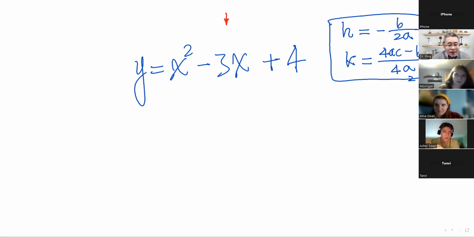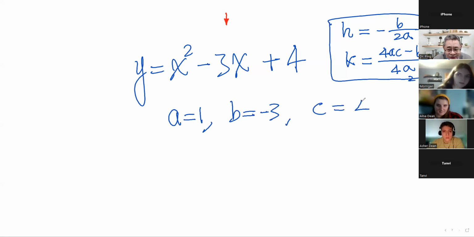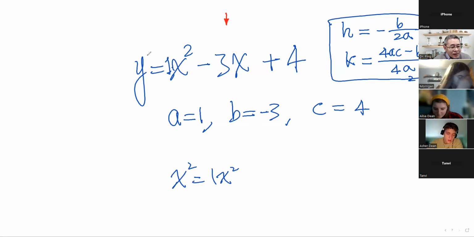If it makes you feel better, I'm always confused. Well, you can see what our A is. Our A is 1, our B is -3, our C is 4. So what about plugging into the formula? How do we know that our A is 1? Well, A has to go with x squared. That's 1, right? Just 1x squared.